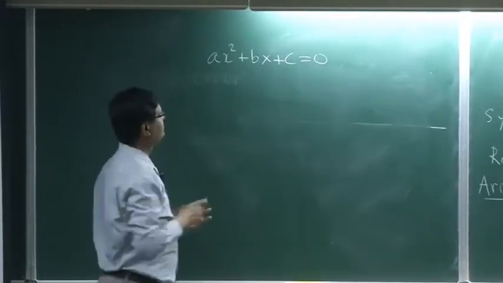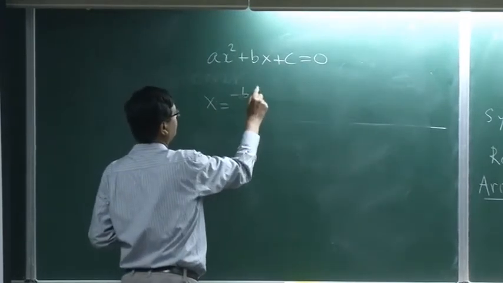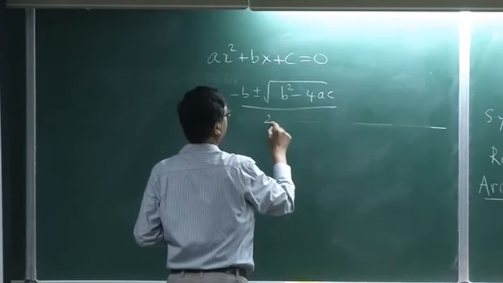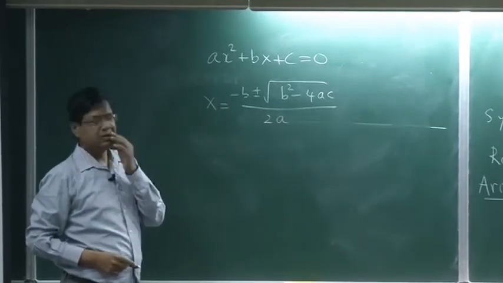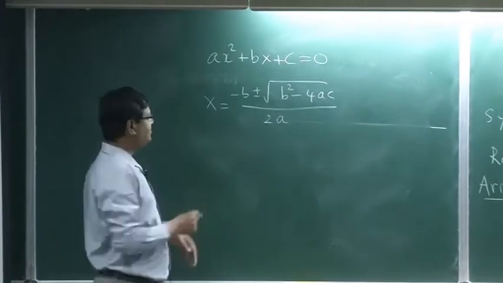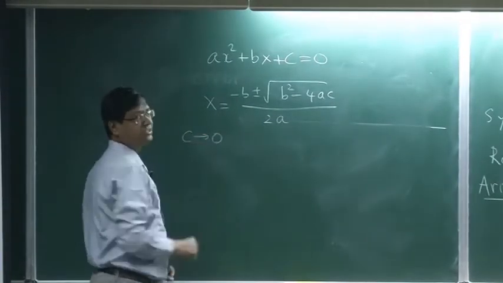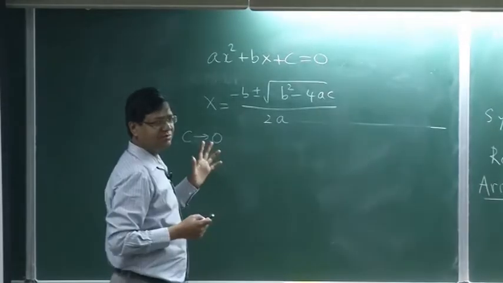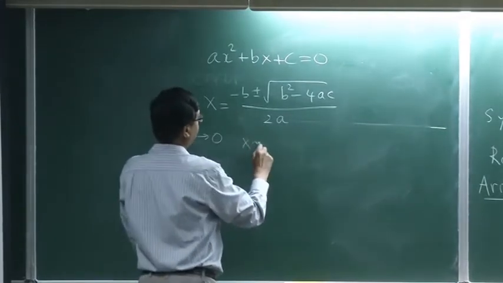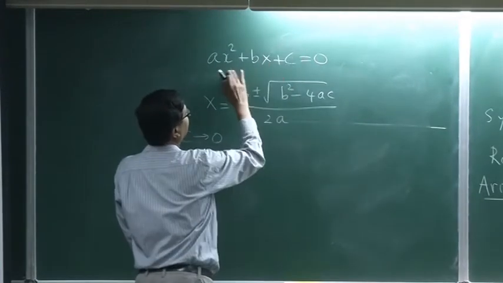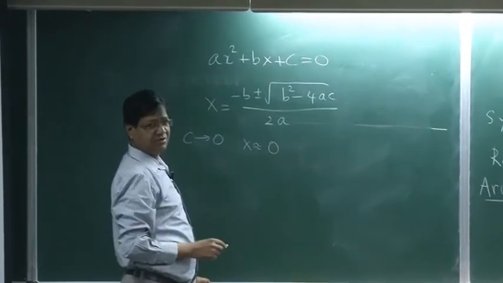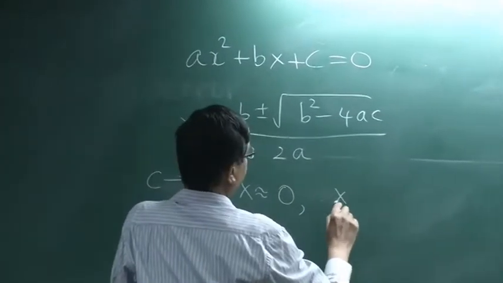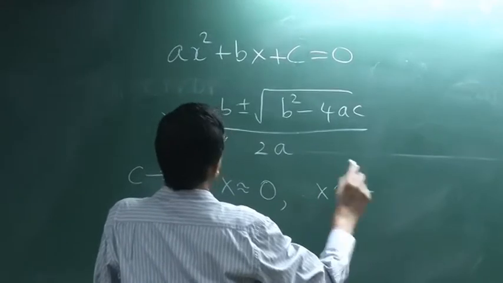So my answer is minus b... Now let us work out when c goes to 0, c small. So what is the answer when c is small? The approximate answer: if I set this to 0, I get x equal to 0 approximately. So c will be kept finite but small, and the other root is minus b by a.